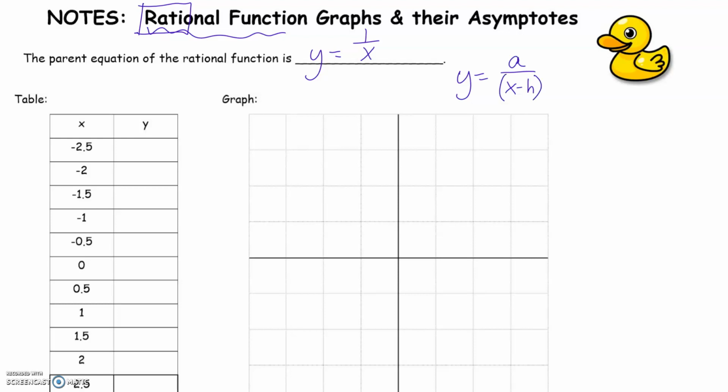Now, I would encourage you to put parentheses with your denominator, because remember we talk about left and right being opposite of what you think because of the parentheses. Just kind of keep that in mind. And then if you do have a constant, that would be k. That would shift the function up or down. So that would be up or down. And then this one is going to be left and right.